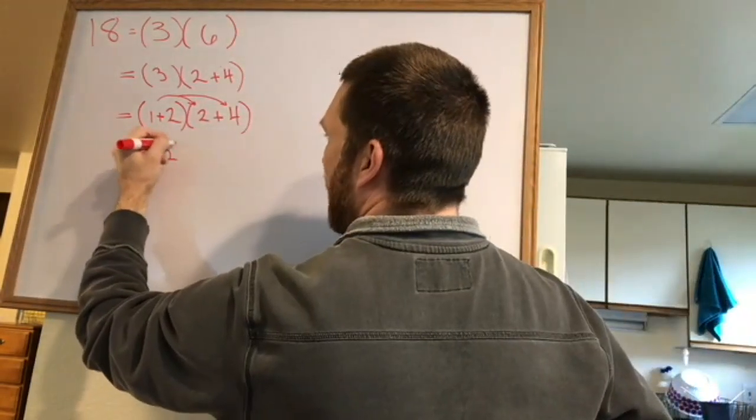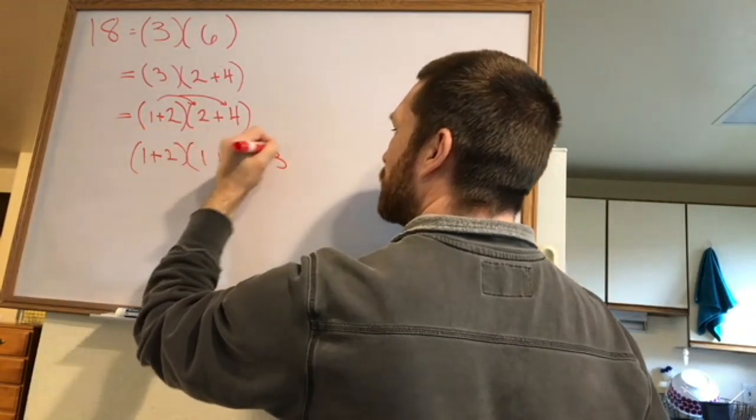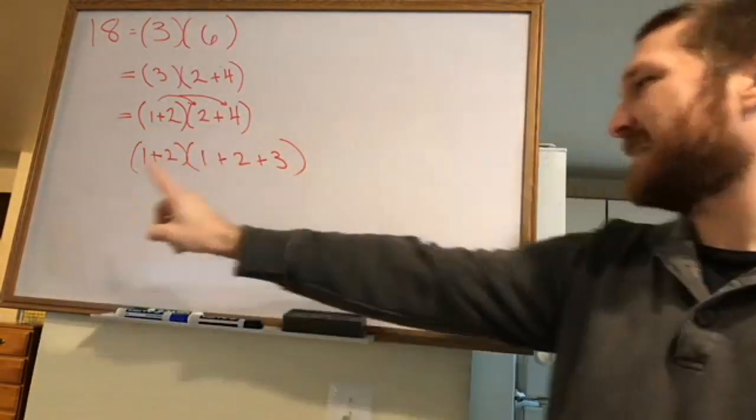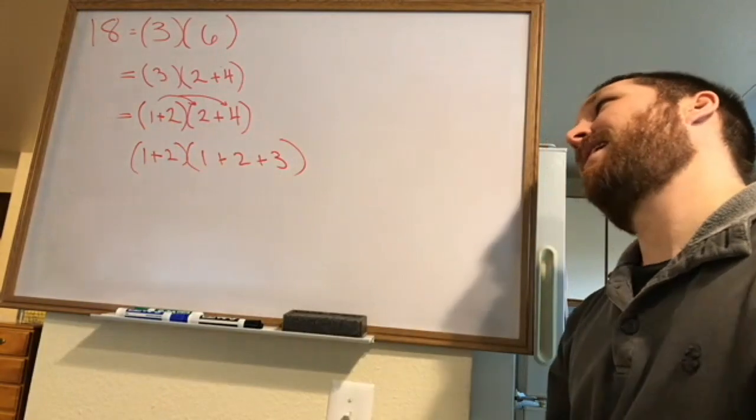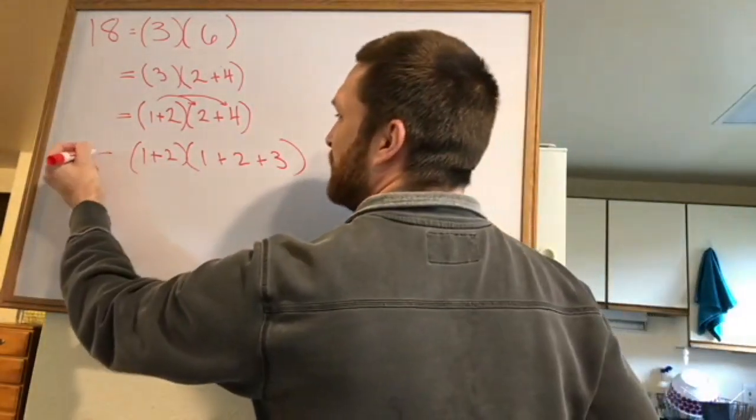So, for instance, this is the last one, I promise, and we're going to move on. 1 plus 2 plus 3. What's that times that? 18. It should still be 18. It had better still be 18.